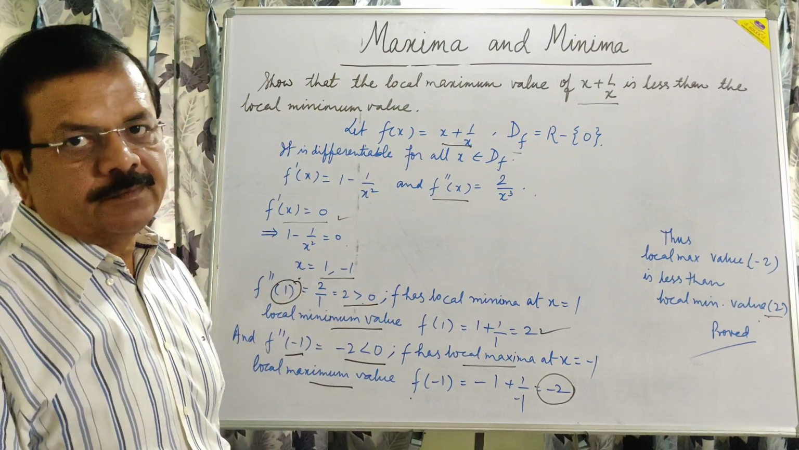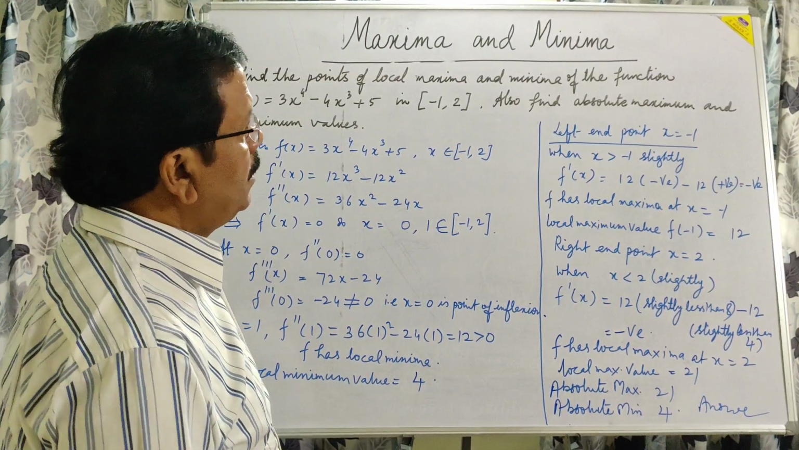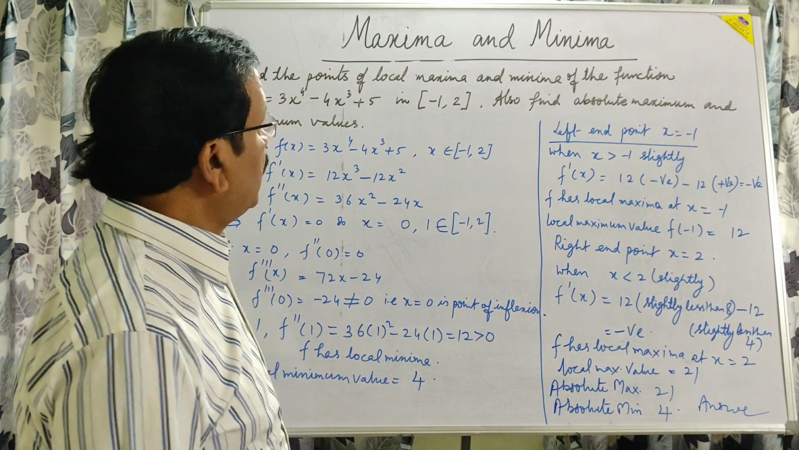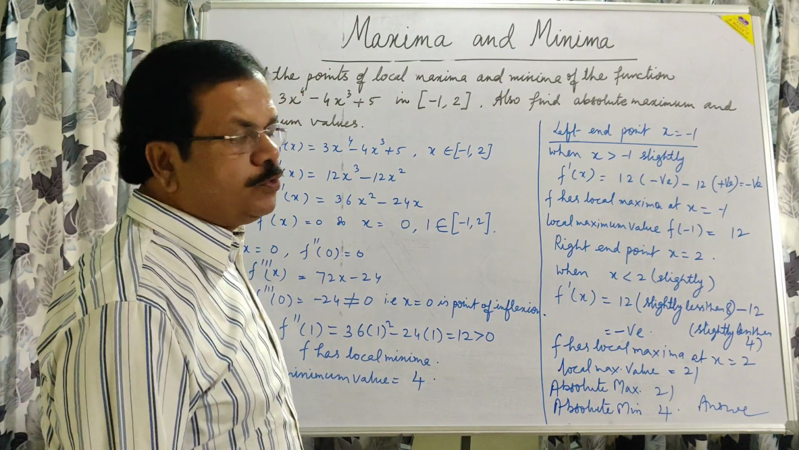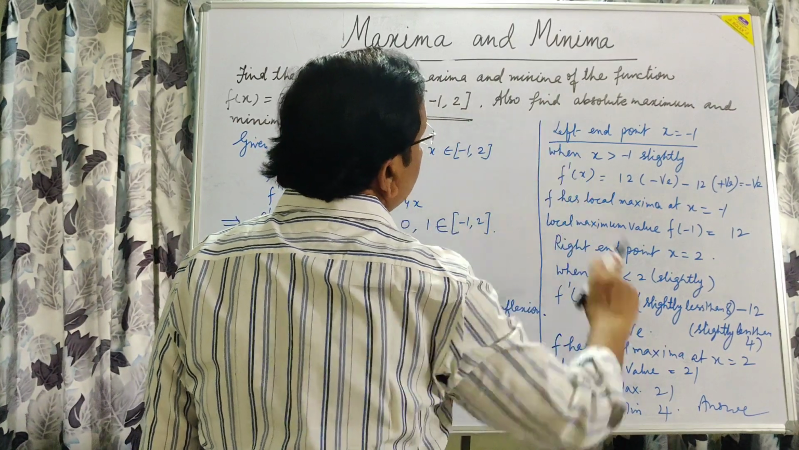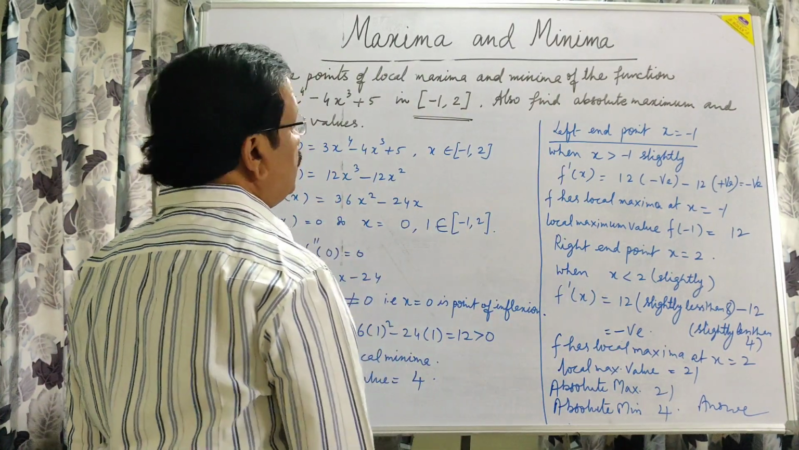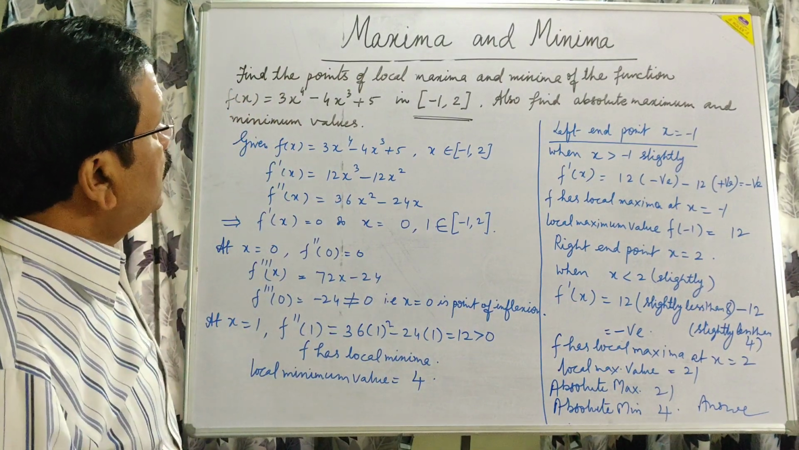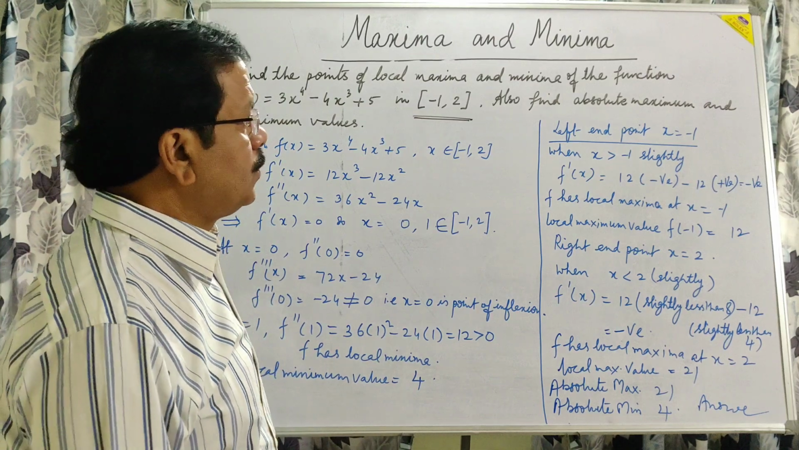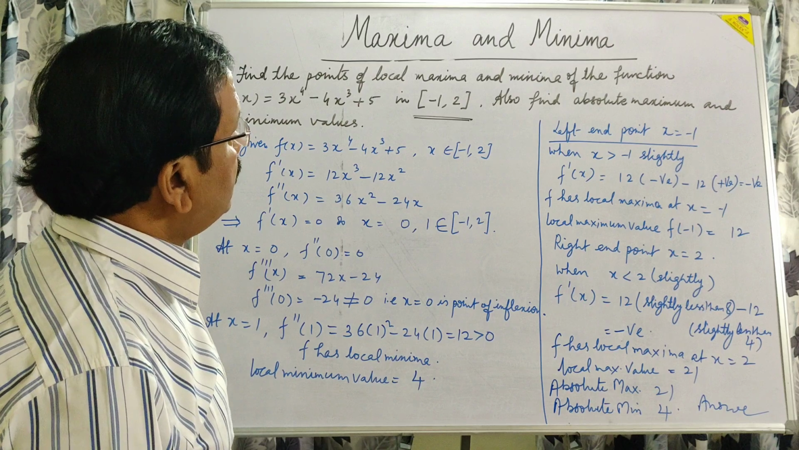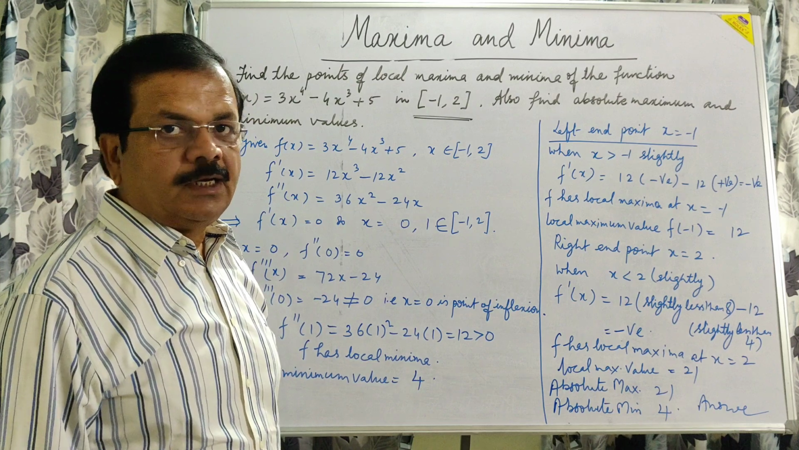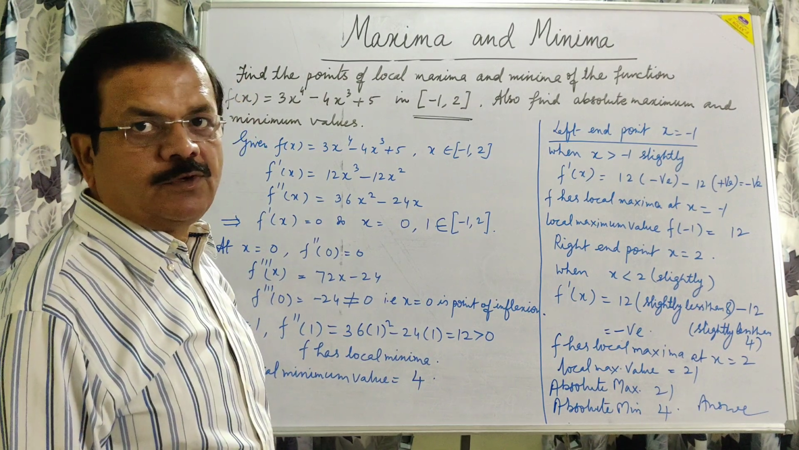And now next question. Find the points of local maxima and minima of the function f x equal to 3x to the power 4 minus 4x cube plus 5 in the closed interval minus 1, 2, and find the absolute maxima and minimum values also. In this question we will study how to find absolute maxima and absolute minima. In the previous question we studied the concept of local maxima, local minima and points of inflection. Now here we study absolute maxima and absolute minima.